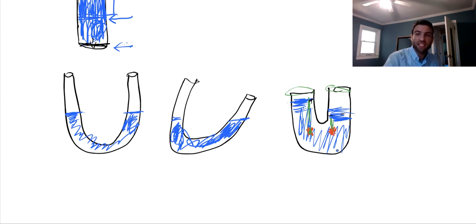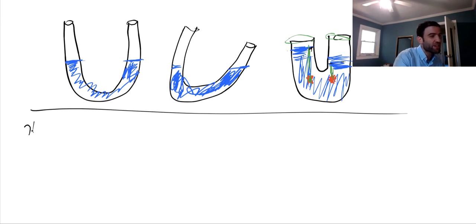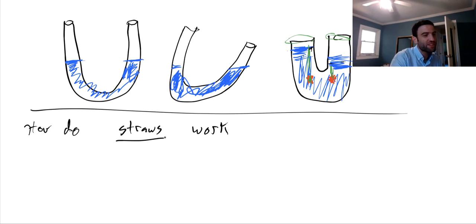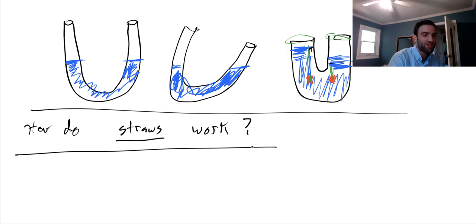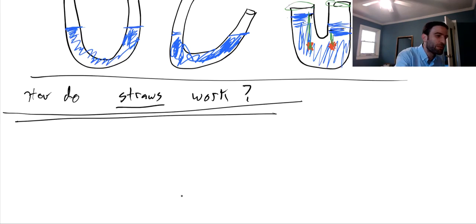I guess the last thing that I wanted to cover in this lecture is how do drinking straws work? How do straws work? This is a question that has come up in the question and observations sections of class, and it's also a nice illustration of how these concepts of pressure can be put to use.